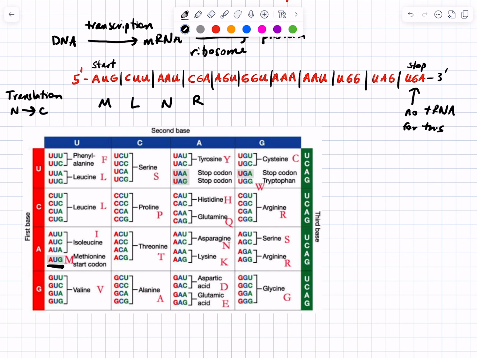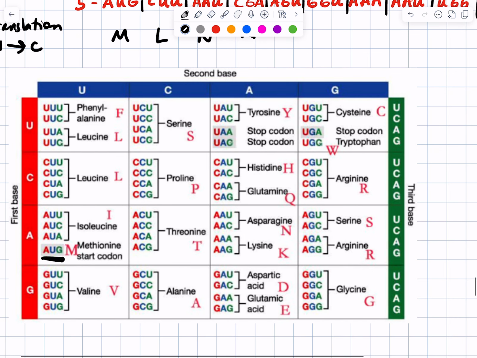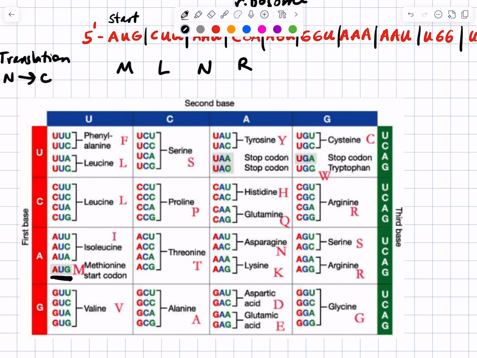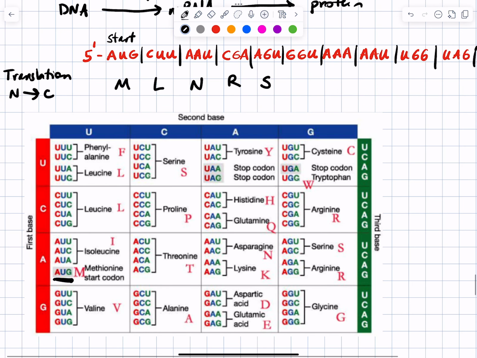Okay, so you do the next one. That's AGU. Which one is that? Serine, that's S. See how fun this is? See how much we're practicing at once? We're practicing DNA, RNA, and we're practicing proteins. In a minute, I'm going to ask you what the charge is on that thing at pH 7. GGU. GGU is glycine, good. AAA.